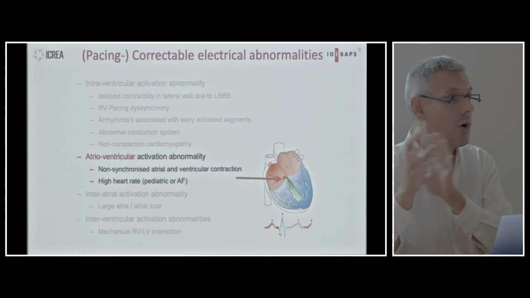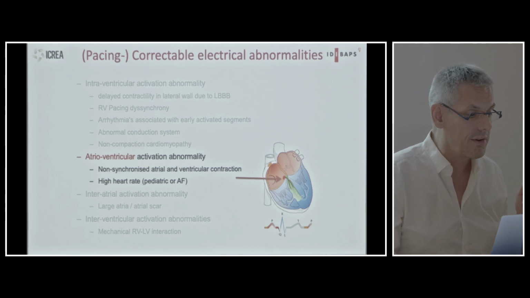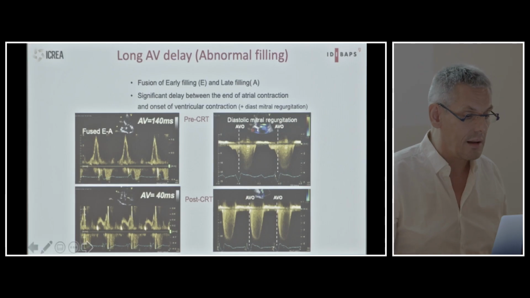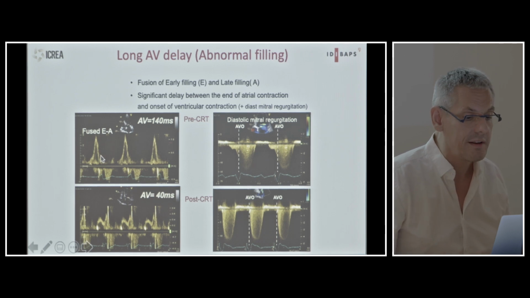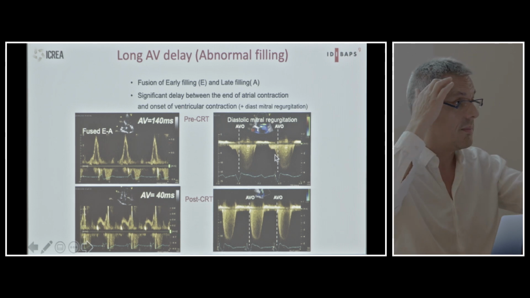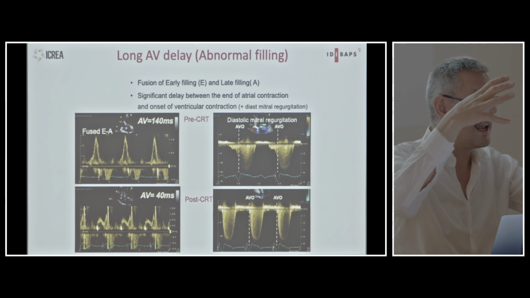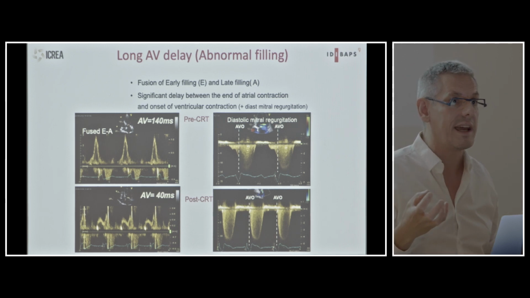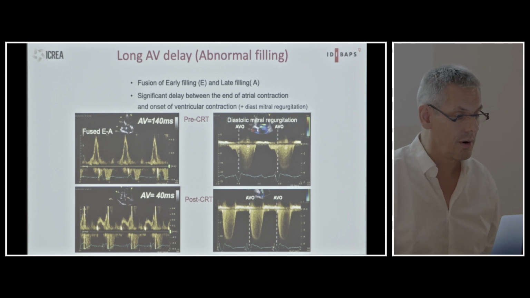Now, as I said before, you might have different desynchronies. So atrioventricular desynchrony is important. We're not going to go very much into detail, but you all know these patients that have a clear kind of fused E and A wave with a long PR interval, very often with diastolic mitral regurgitation, because actually the PR interval is just too long. The atrium has contracted and is already relaxing before the ventricle is contracting. And this might be congenital, it might be induced with some problems.